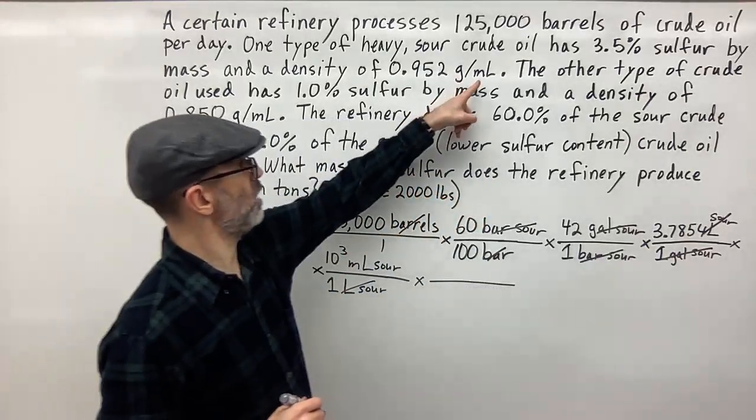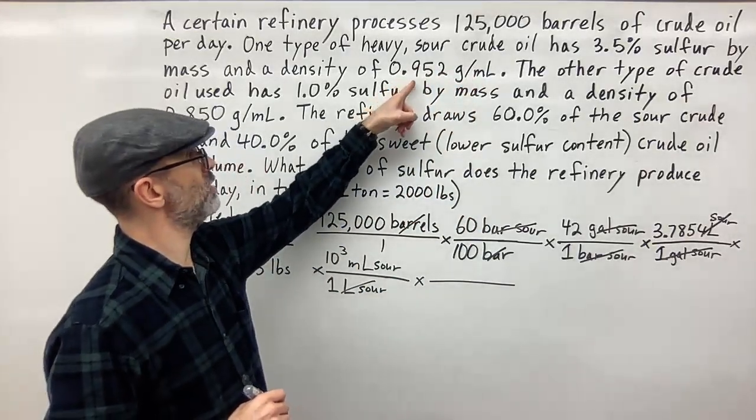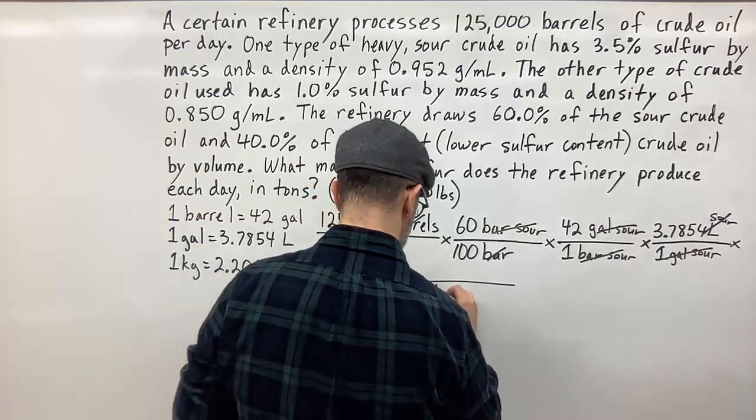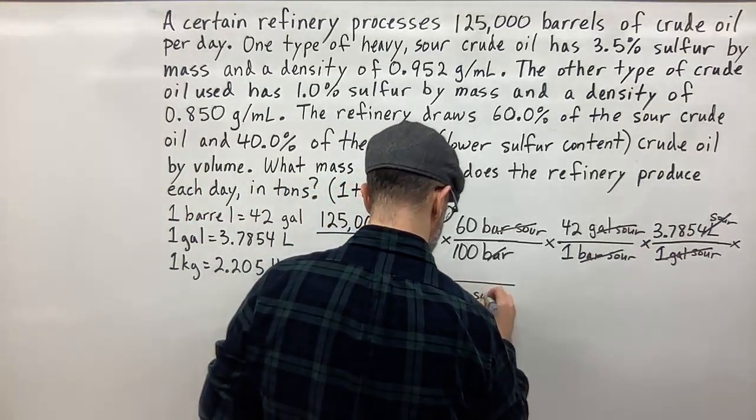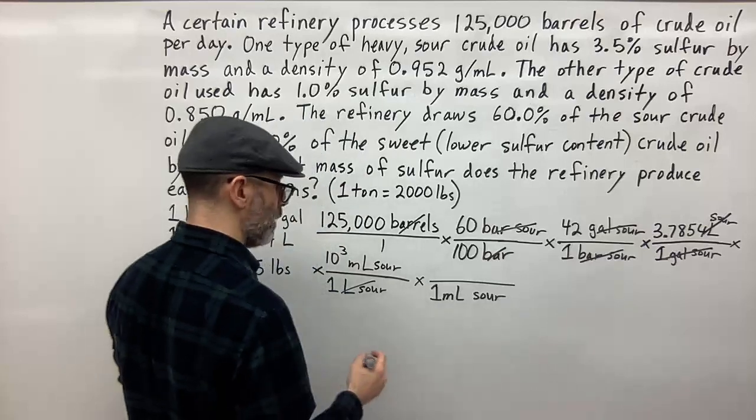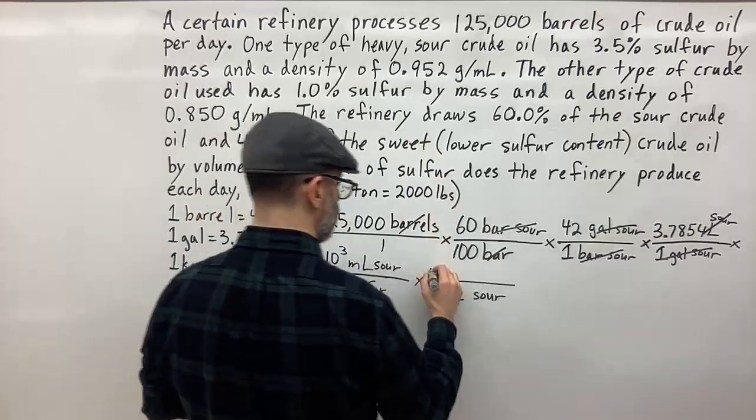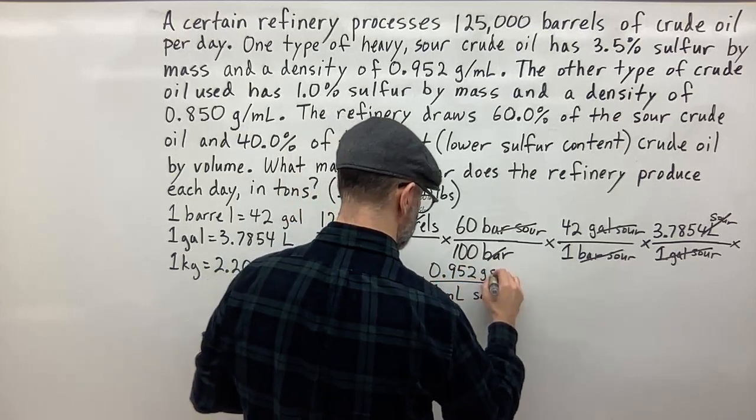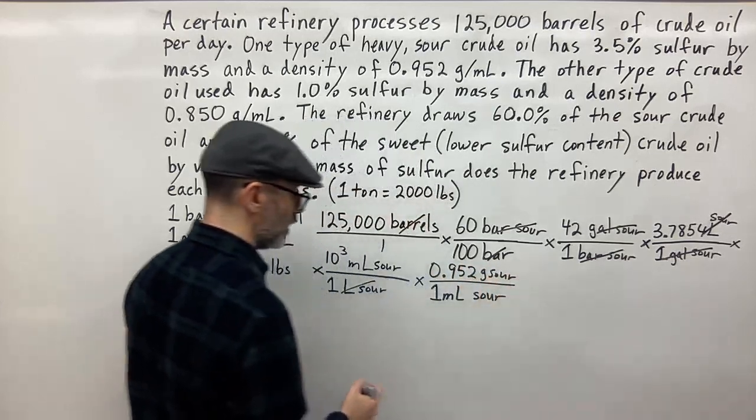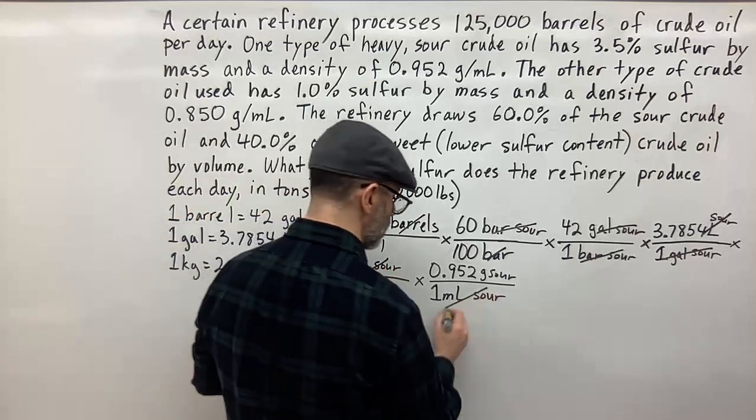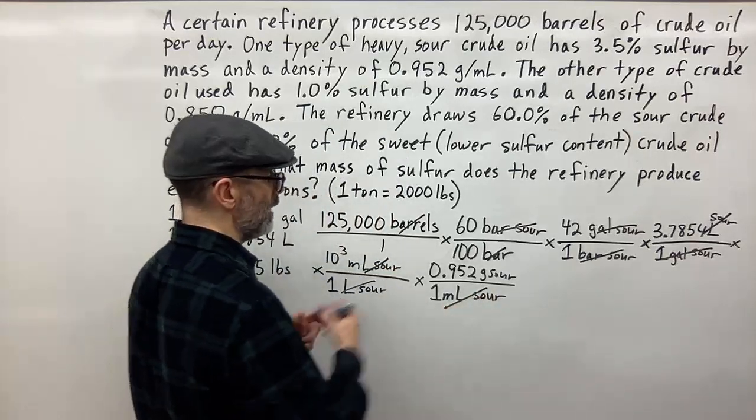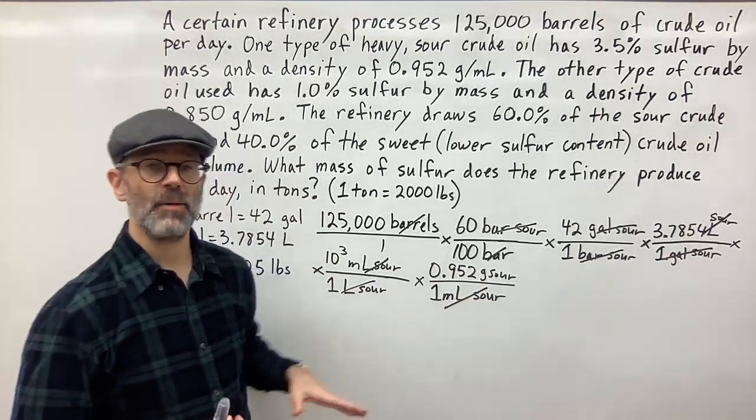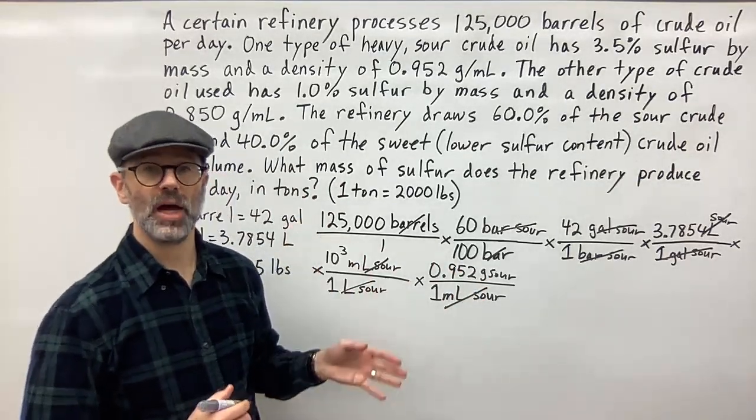And so we have 1 milliliter is equal to 0.952 grams. So the 1 milliliter of the sour goes on the bottom, and the 0.952 grams of sour goes on top. So milliliters cancels out of the sour. And now we have grams of the sour. We have mass now. So now we got to get the mass to tons.